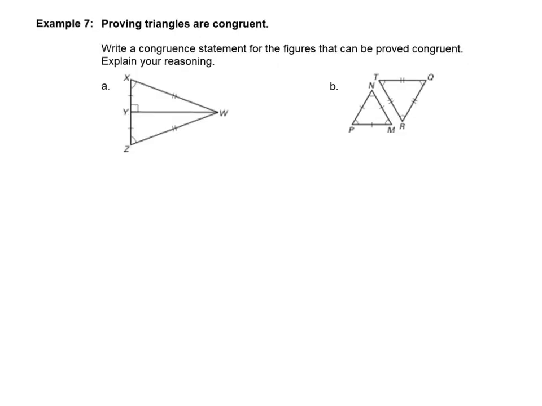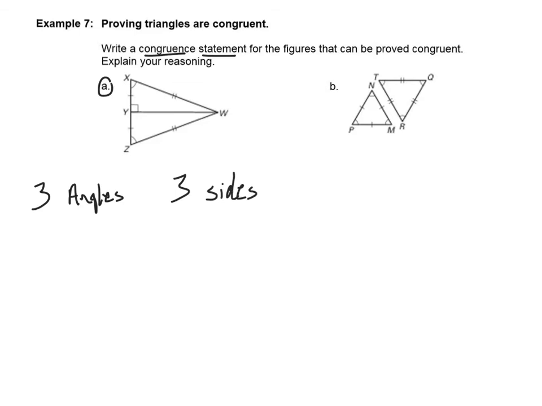Example number 7 is a little different. I'm not solving for any of the missing parts. What I'm trying to do is determine whether or not these triangles are congruent. And if they are, I want to write out a congruence statement. In order for these two triangles in figure A to be congruent, I need to show that we have 3 angles and 3 sides that correspond and are congruent.